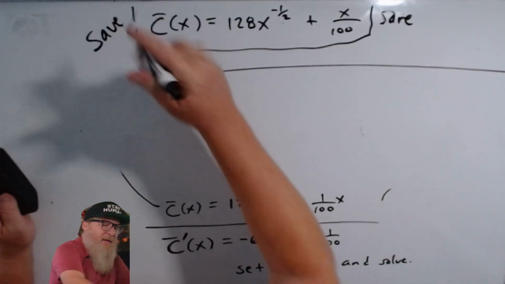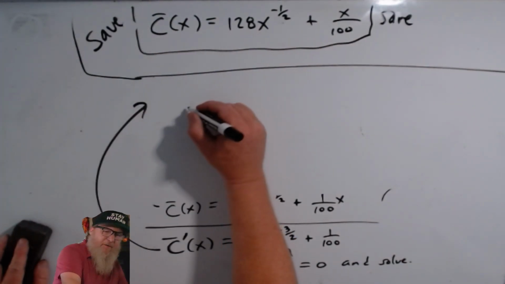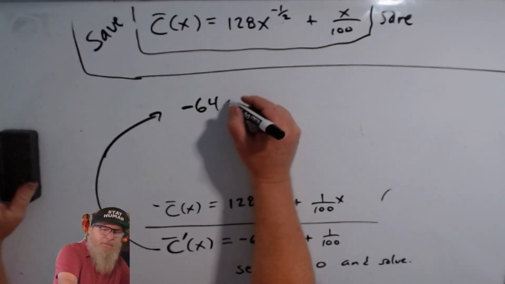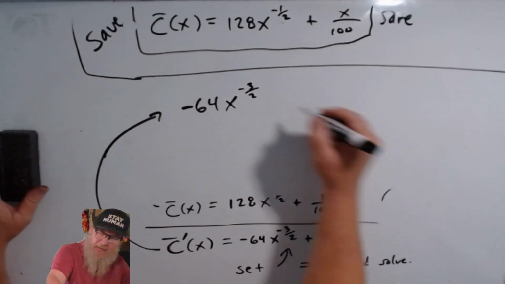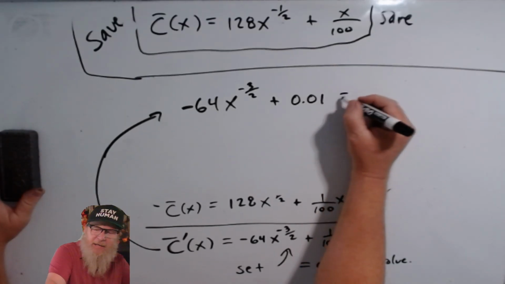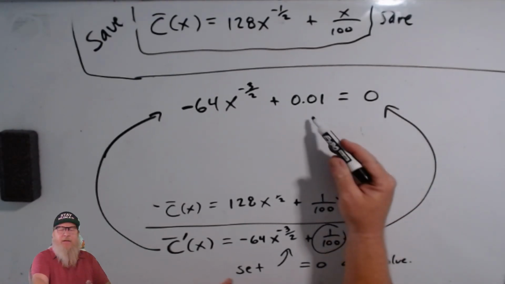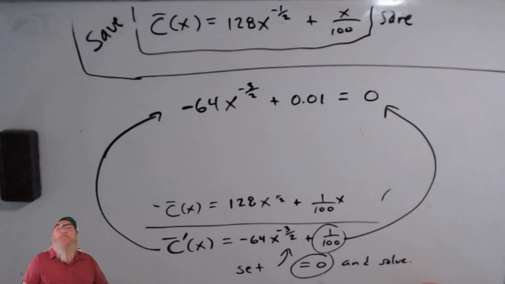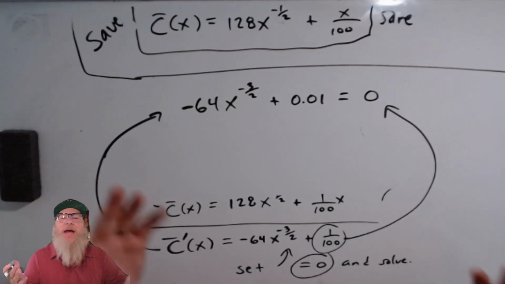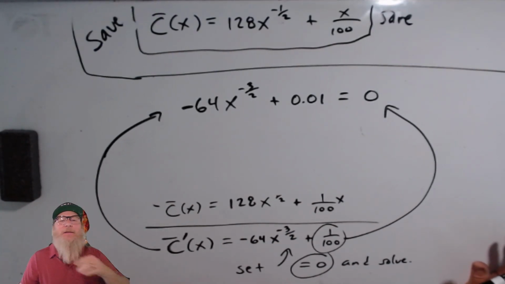All right, so we're saving that. Let's get back to our derivatives. So now we have negative 64 x to the negative 3 halves plus 1 over 100. You know what? I actually prefer writing it as 1 cent, and then equals 0. It's just cleaner. If you get a nice decimal, this is business math. It's really useful to see it as 1 cent. It might come in handy when we're calculating the dollar amount later.